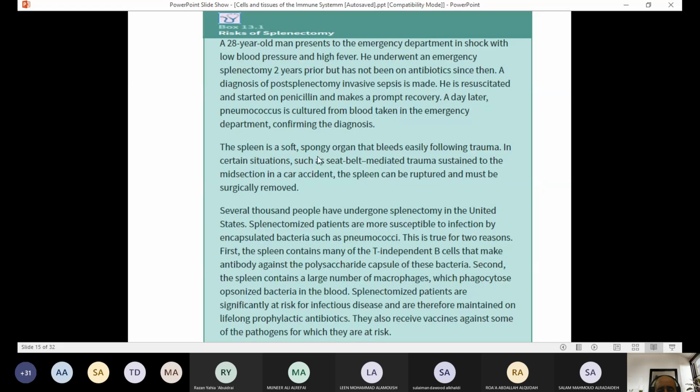The spleen is a soft, sponge-like tissue organ that bleeds so easily. And often when it gets injured, it has to be taken out. So we have a splenectomy because it's so difficult to heal, because of the massive amount of blood that it has, and it's not a muscle mass. Several thousand people have undergone splenectomy in the United States and over the world, of course.